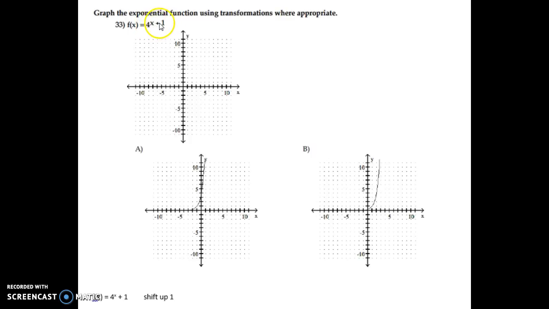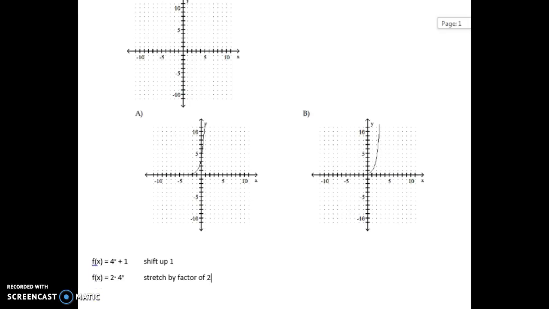And an addition inside the function like this is going to be a shift to the left. And that's what we see here with choice A. Instead of the point (0, 1), we have the point (-1, 1). And instead of having (1, 4), we're going to have (0, 4). And just seeing those 2 points shifted, you can notice that every other point is also shifted 1 to the left. A is identified as the correct graph.